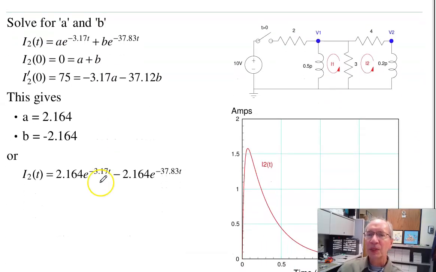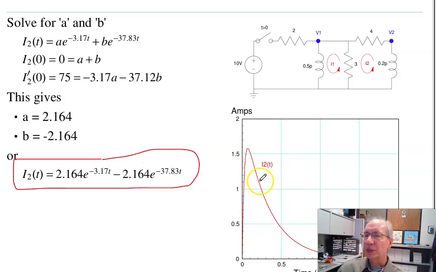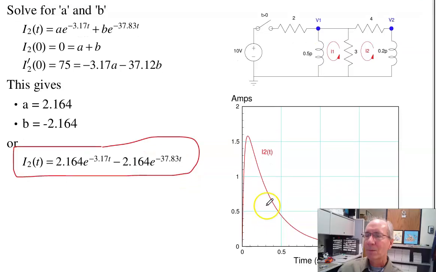To solve for a and b, I have the current: I2 of 0 is 0, I2 prime of 0 is 75. Solve for a and b, and here is I2 of t. And that's what it looks like. Again, I2 is energy, I2 is continuous. For t less than 0, I2 is 0. It then jumps up and goes back down to 0.